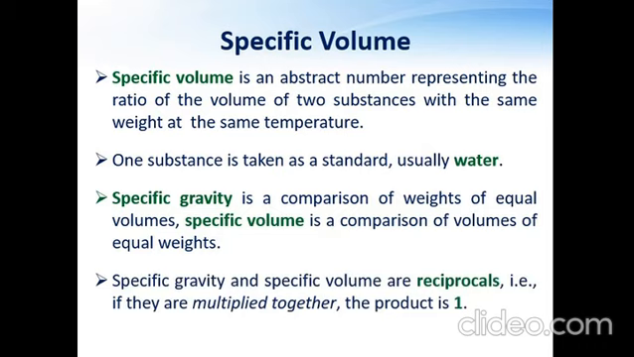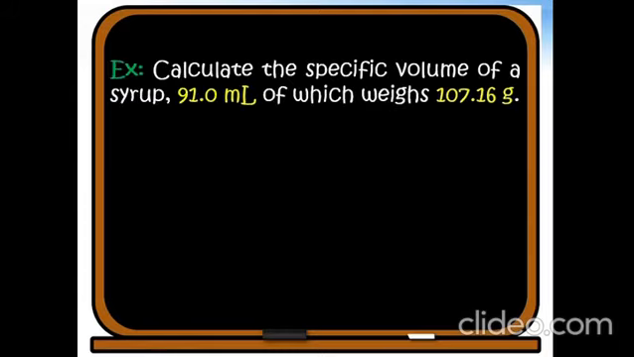Specific gravity and specific volume are reciprocals. When you multiply specific gravity and specific volume together, the product is 1. Example question: calculate the specific volume of a syrup. 91.0 ml of this syrup weighs 107.16 grams. How could you do that?